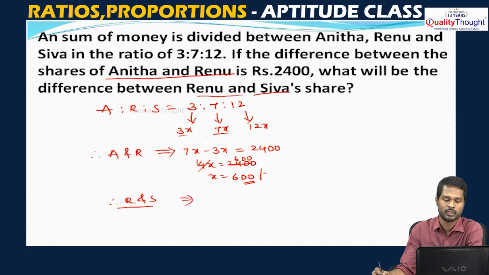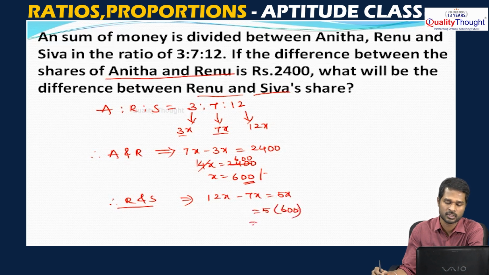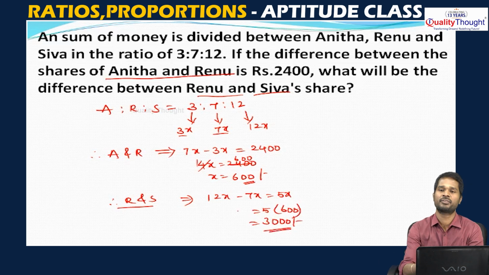So Renu will get an amount of 7x and Shiva will get 12x. So the difference is 12x minus 7x, which is 5x. So 5 into 600, so 3000 is the difference. So the difference between Renu and Shiva is 12x minus 7x, that is 5x. 5 into 600, which is 3000 rupees, is the difference between the amounts of both Renu and Shiva.